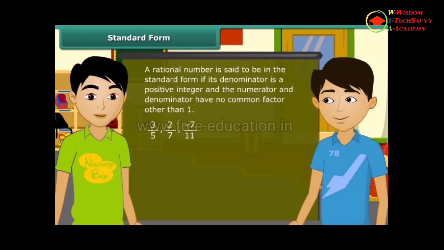And if the numbers are not in the standard form, then they are reduced to standard form. For example, -45/30 is not in a standard form. We will reduce it by dividing its numerator and denominator by their HCF. Here the HCF of 45 and 30 is 15. Yes, so we will divide the numerator and denominator by 15 and we will get the rational number -3/2, which is in a standard form.